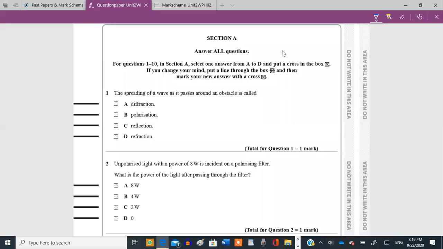Okay, so question 1 says the spreading of the wave as it passes around an obstacle is called... spreading means changing of shape. It's called diffraction. Okay, the bending of wave or the spreading of wave.